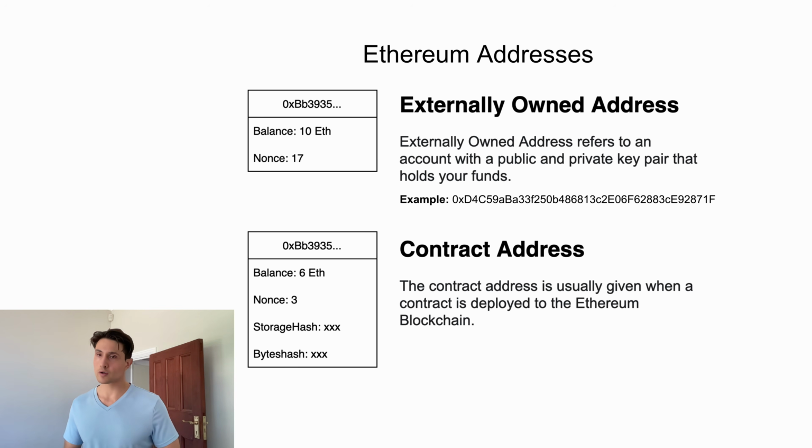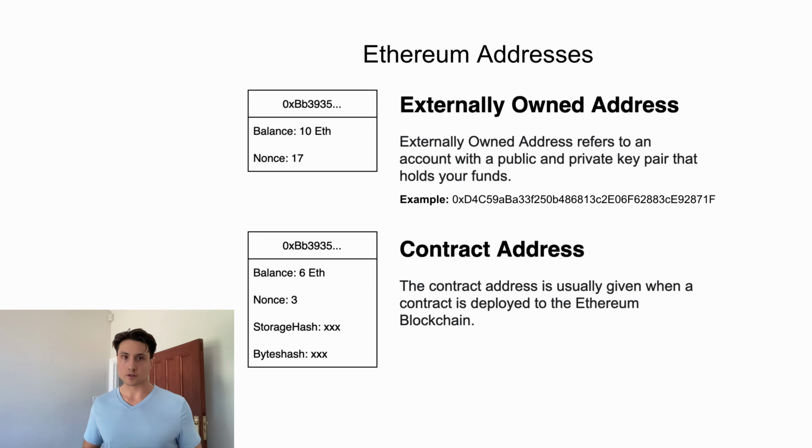There is an externally owned address. This is a normal address that you would have if you simply own some Ethereum. It doesn't really matter if you keep your Ethereum on a centralized exchange like crypto.com or Coinbase, or if you store your crypto in a hard wallet offline using a ledger device. It doesn't matter. You will have an Ethereum address that's associated with you.